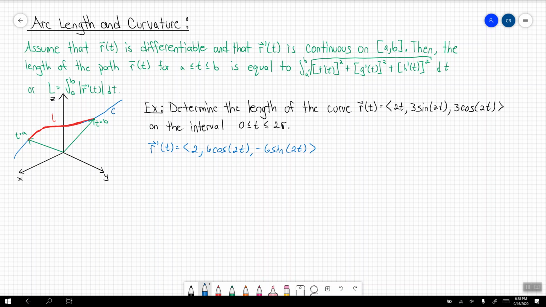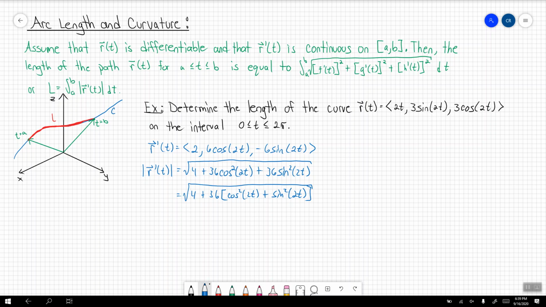And once we're able to extract this, then we want to take the magnitude. So we're going to take the magnitude here for r prime of t. That's going to be 2 squared, which is 4. That's also going to be 36 cosine squared 2t plus 36 sine squared 2t. And then we take the square root of all this. And once we're able to get this, then we're going to go ahead and factor out a 36 from the last two terms, which will leave us with 36 multiplied by cosine squared of 2t plus sine squared of 2t, all a part of our radicand.